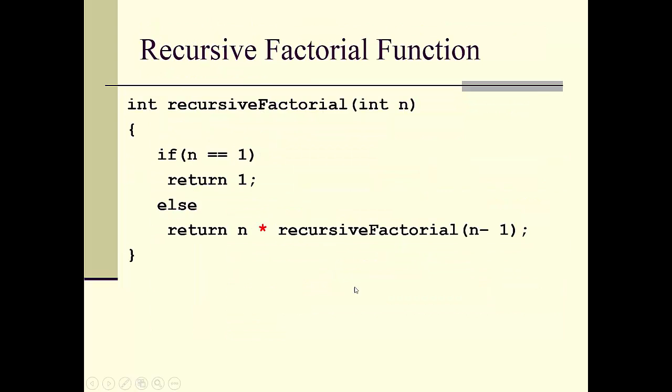So if you look at this example here where we are computing the factorial of a number n, remember the factorial of a number n is, if the number is 1, its factorial is 1. If the number is different from 1, if the number is n in general, its factorial is n times factorial of n minus 1. So the base case is when n is equal to 1. The general case is when n is not equal to 1.